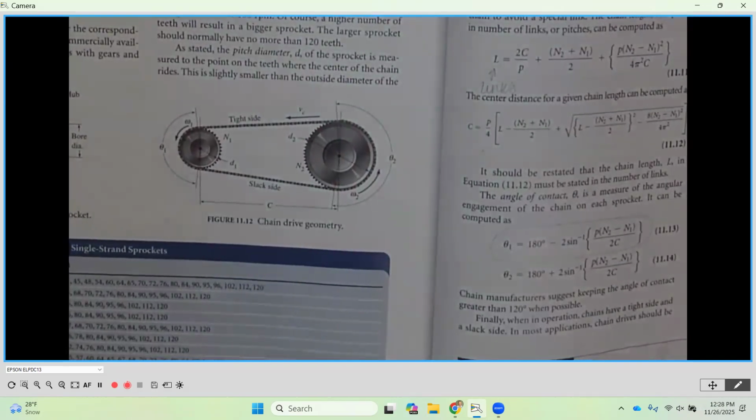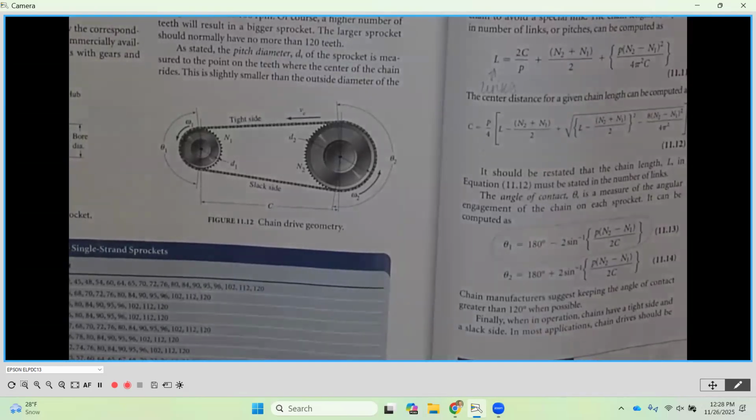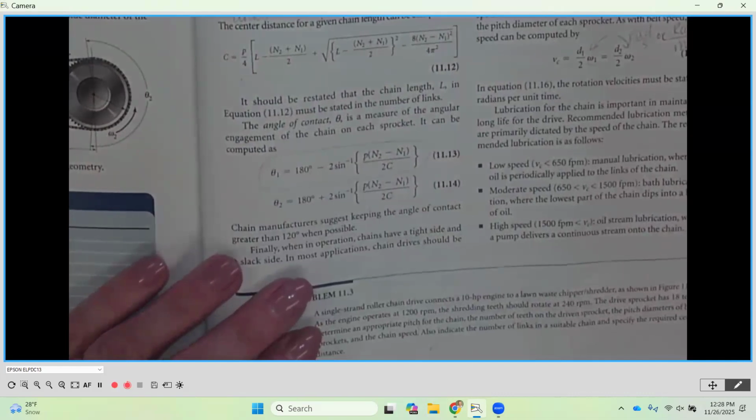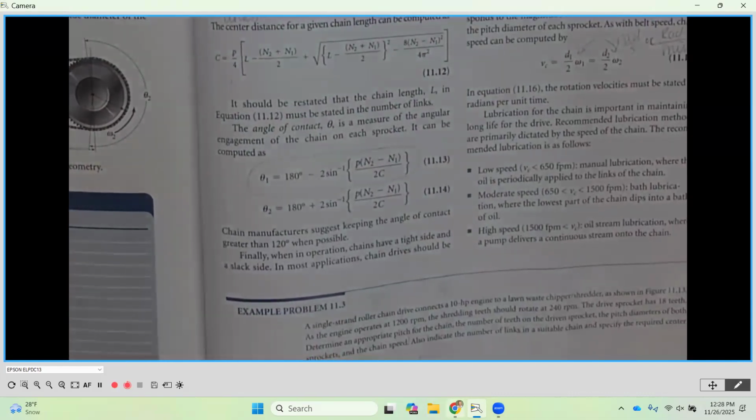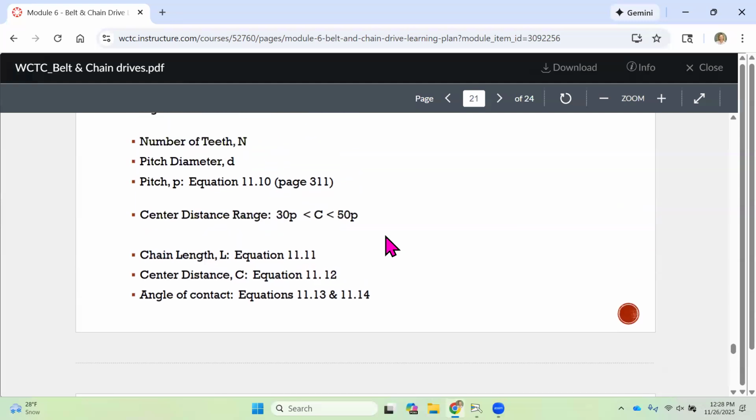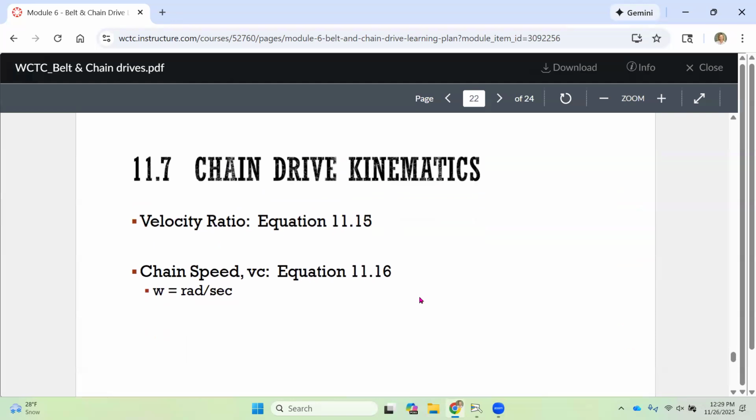Now, you're going to notice the designations of the ones and the twos. These are consistent with what we did with belt drives, where the ones are the driver and the twos are going to be the driven. And really, that also equates to usually the higher speed is going to be our driver, the lower speed is going to be our driven. Okay. And then the equations to calculate those angles of contact are going to be what we see here. All right. So we'll be actively using these in the application of the example that we look at. So we'll kind of continue on here.